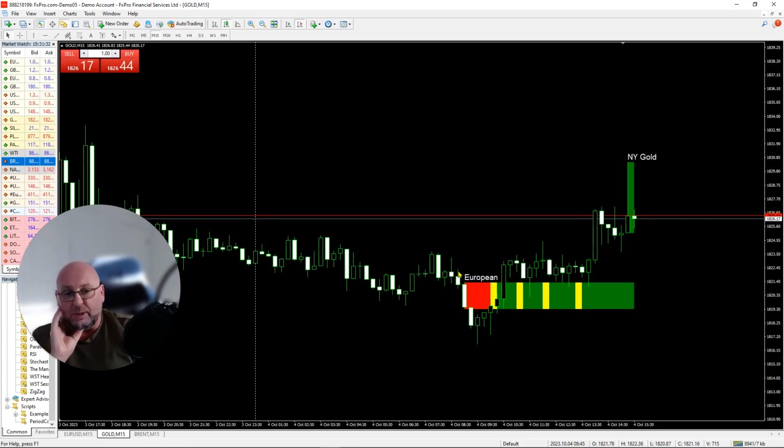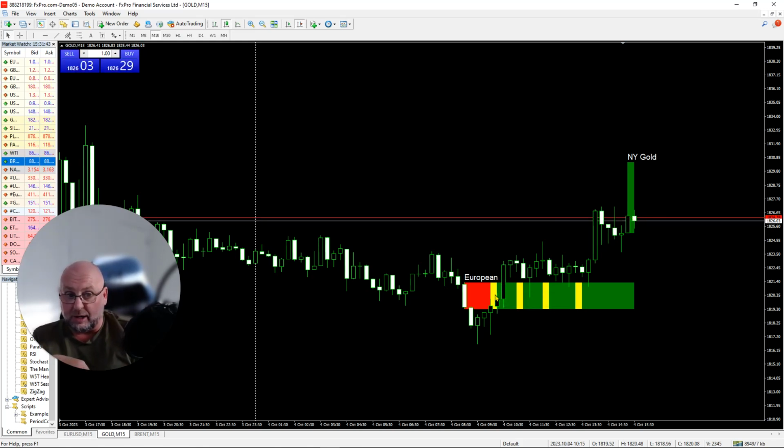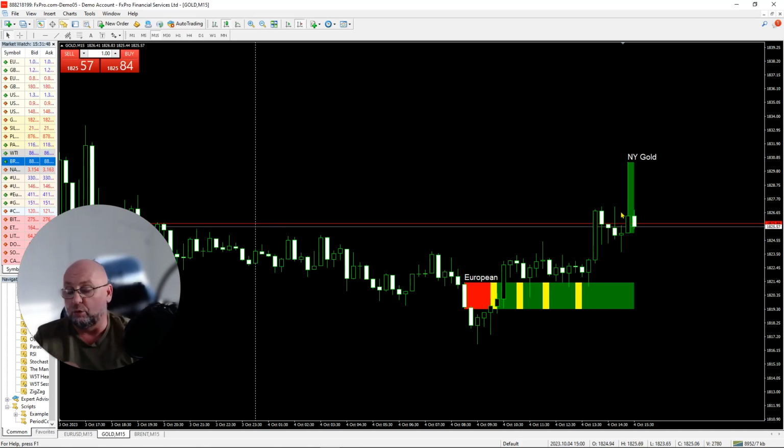The next one is where we come down and then we start to come back up, and you see the bias for the range turns green. So the continuation trade is we trade along out the top of that when the price breaks. You see it came to test again, and then flying up towards that gold pit open.